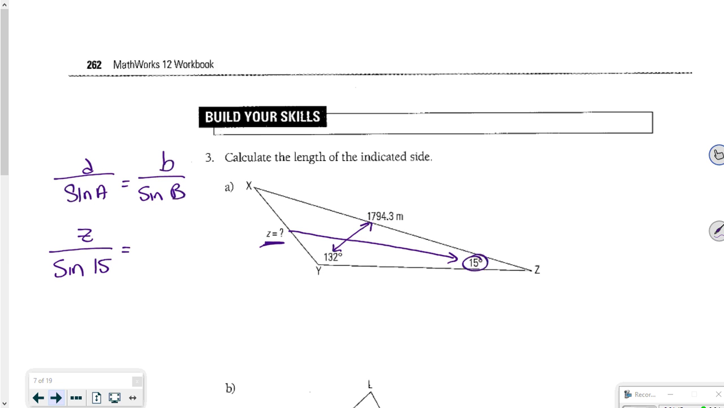And then our other pair, because we had our side on top of our first fraction, we need our side on top of our second fraction. So the 1794.3 over sine of the angle directly across from that side.